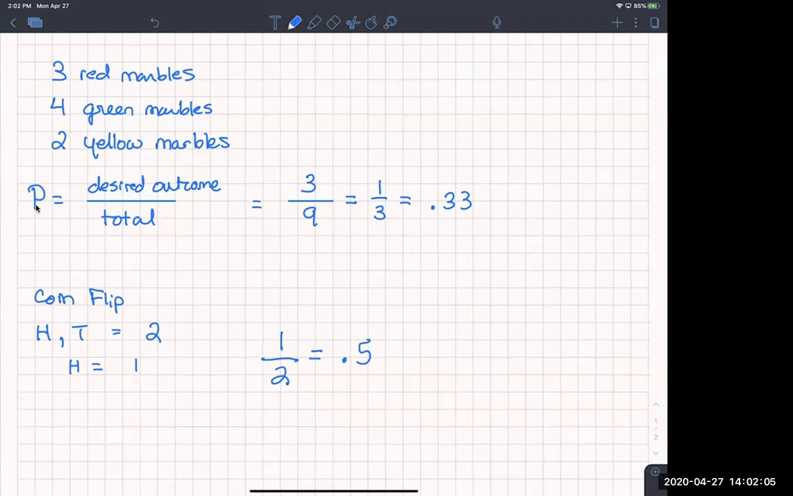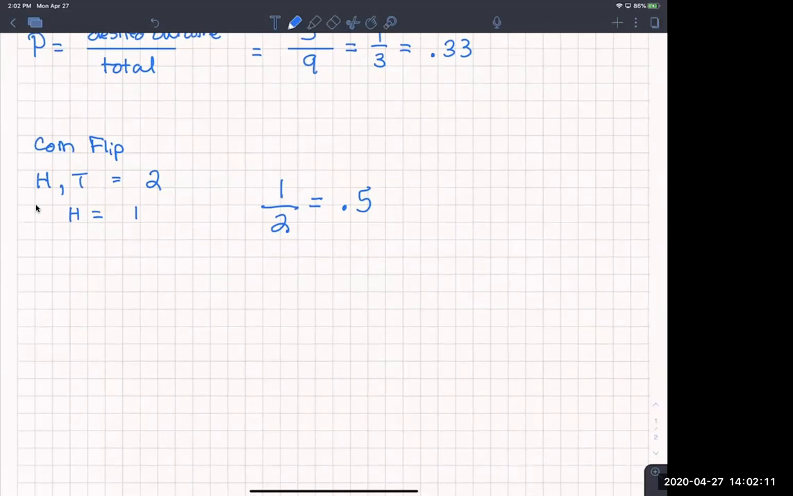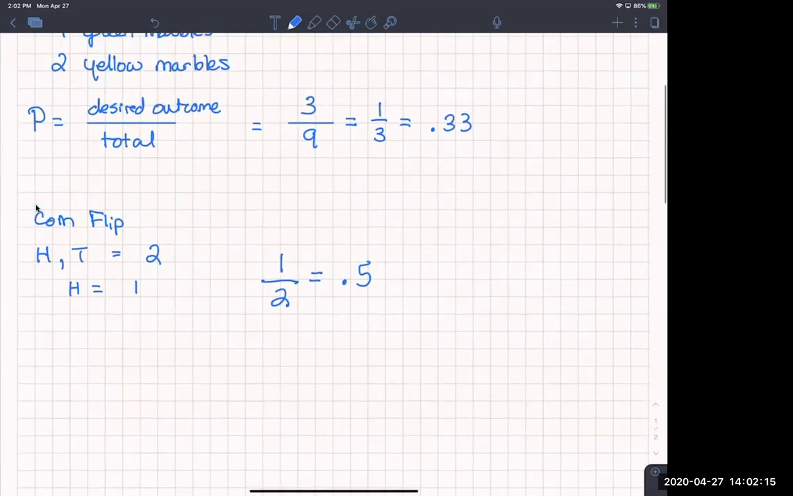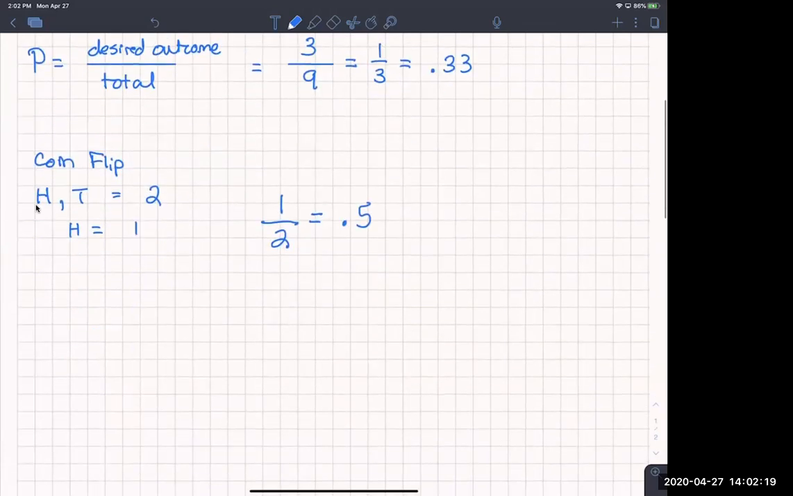Now, the total number of events that can occur has a funky name to it, okay? So heads and tails, or the total number of marbles, is known as the sample space. The sample space. That's the total number of outcomes that can occur.